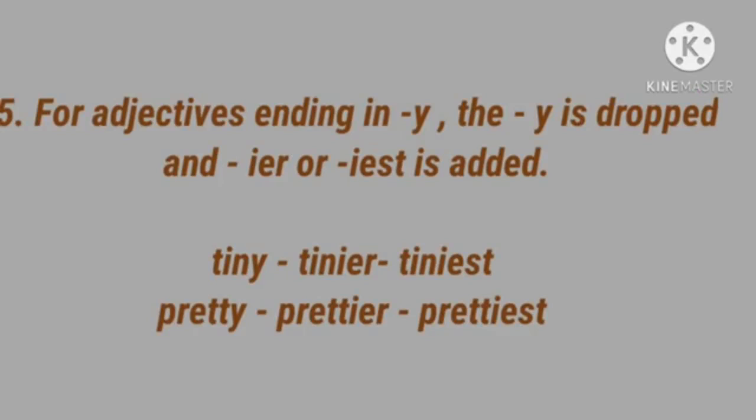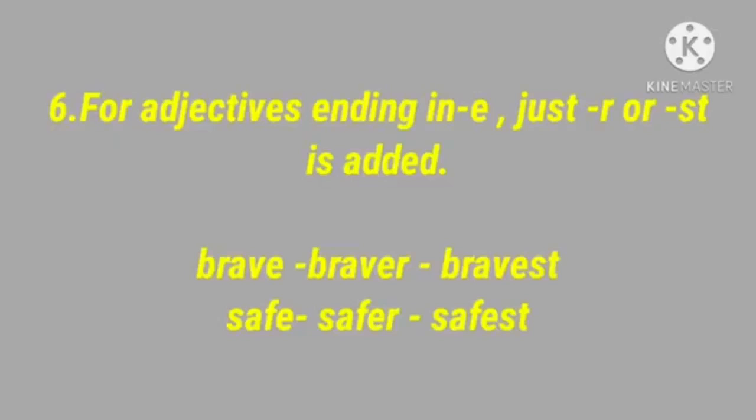Okay, adjectives ending in y: the y is dropped and ier or iest is added. Tiny ends in y, so we drop that y and add ier for the comparative and iest for the superlative. Tiny, tinier, tiniest. Pretty, prettier, prettiest.